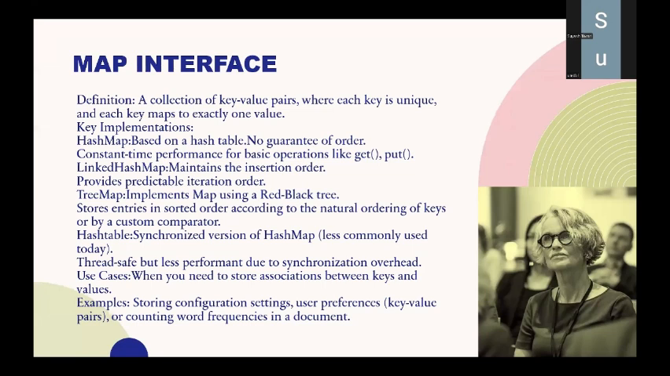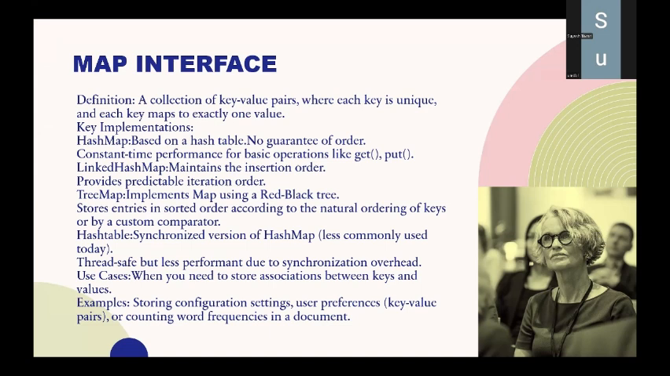Now, we'll be moving to the next slide, that is the map interfaces. In the map interfaces, let's define what exactly a map is. It is a collection of key value pairs where each key is unique and each key maps to exactly one value. So a map is basically like a pair that holds a value, and there is a separate key that is associated with that particular value, and we use that key to access that value whenever required. So what are the key implementations of maps? That is a HashMap.